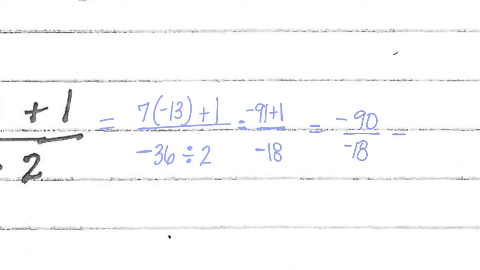If I have a negative divided by a negative, is it going to be negative or positive? Positive. What is 90 divided by 18, without your calculator, do you know? Lucas says 5. It's 5. Okay.